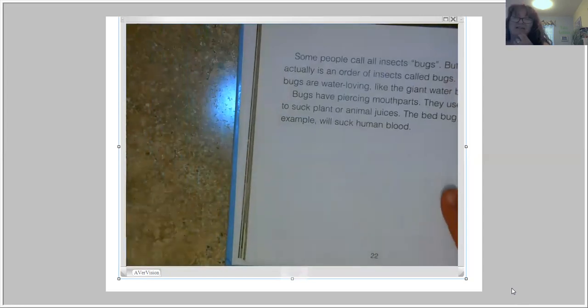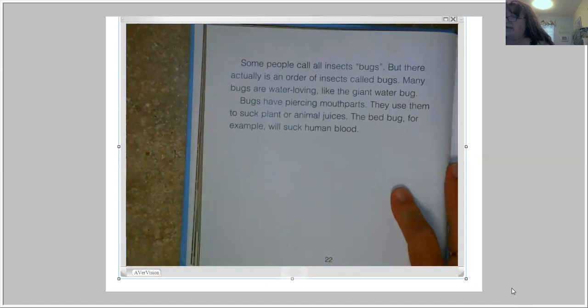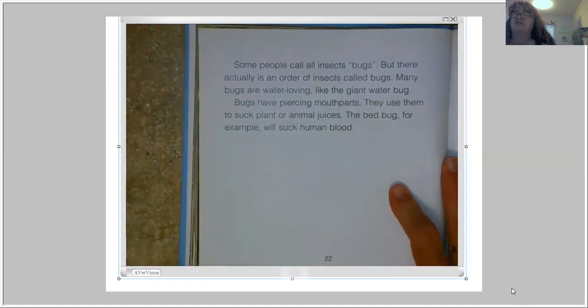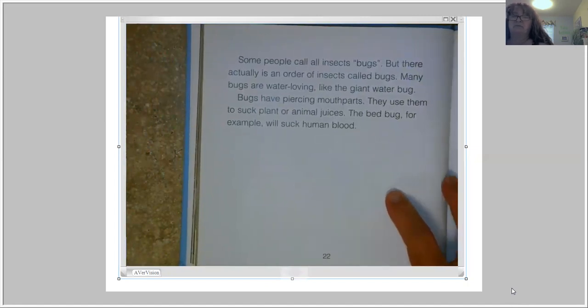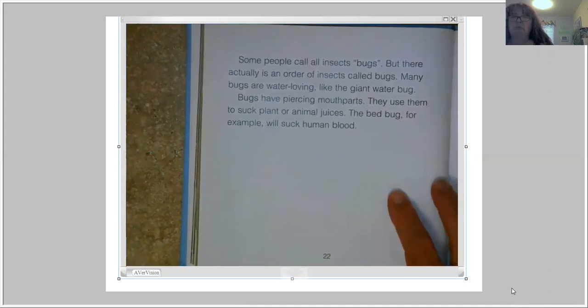Some people call all insects bugs. I've been saying bugs occasionally as I read to you, but there actually is an order of insects called bugs. Many bugs are water-loving, like the giant water bug. Bugs have piercing mouthparts. They use them to suck plant or animal juices. The bed bug, for example, will suck human blood.